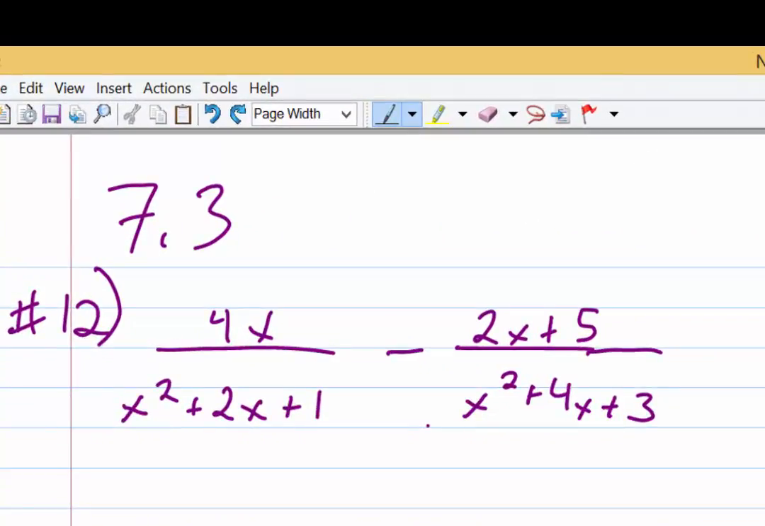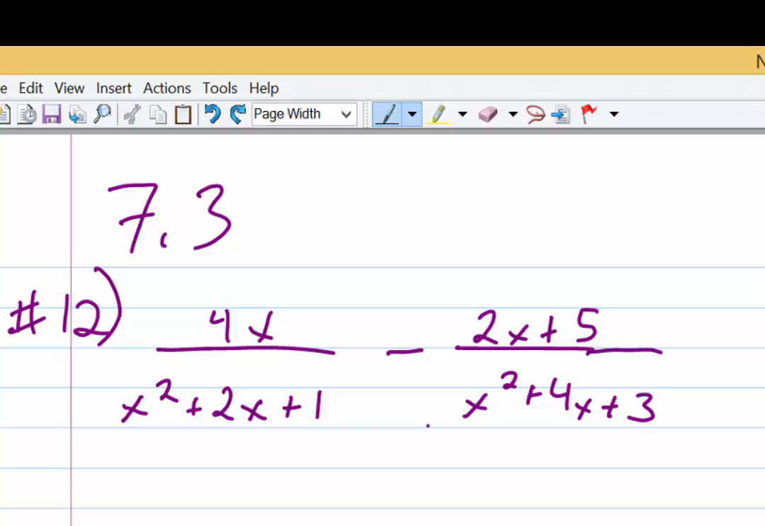Alright, for 7.3, number 12, we have 4x over (x squared plus 2x plus 1) minus the quantity (2x plus 5) over (x squared plus 4x plus 3). Because I'm subtracting fractions, before I can subtract I have to make sure I have a common denominator. So let's first factor out both bottoms and see what we get.